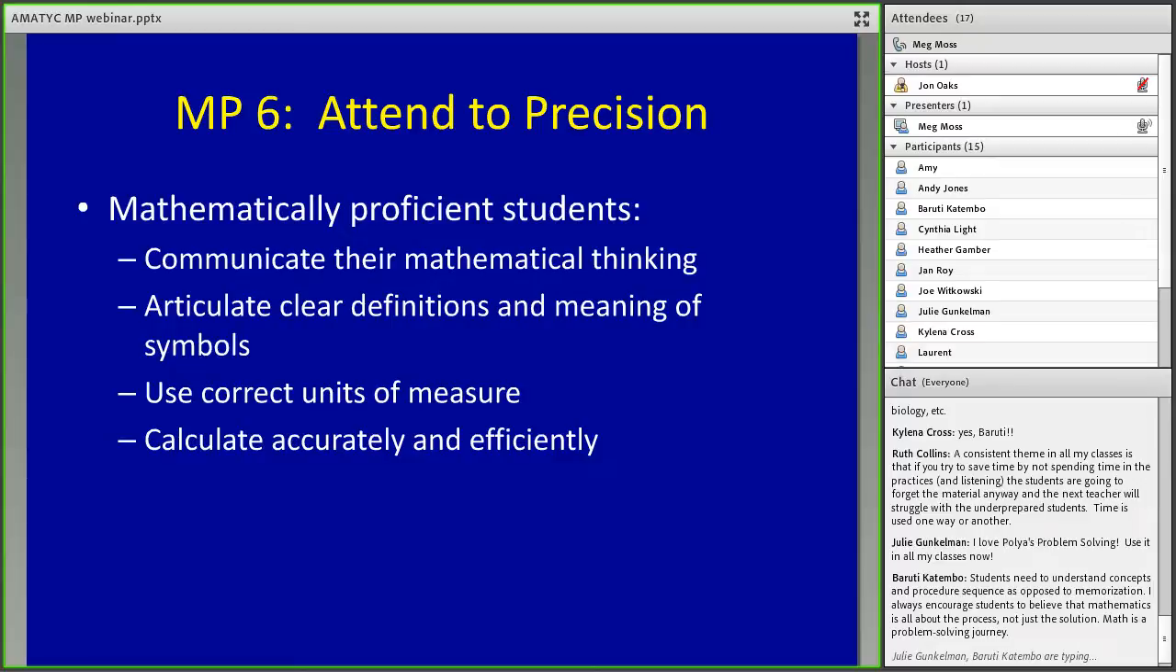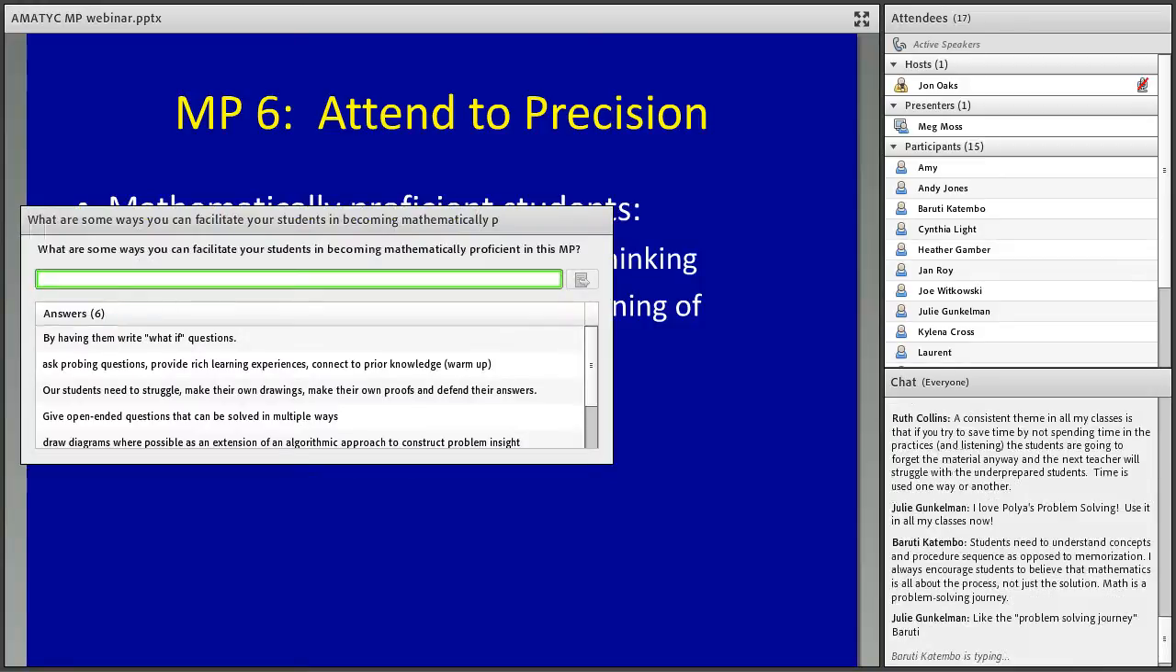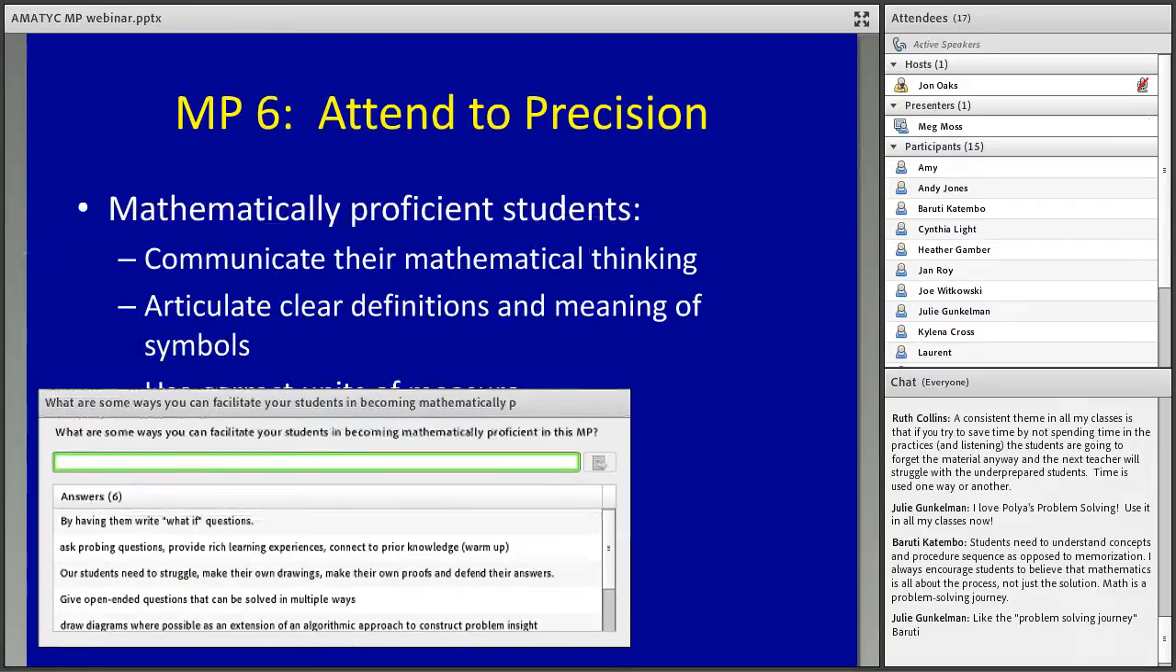So John, can we bring back over that poll question, and so people can add to the ideas? Move it down so people can still see the text. And let's just add to this. So what are some ways to help our students get to this, to become this type of student? Because most of them come to us not able to do this. So type our thoughts about that in the poll.